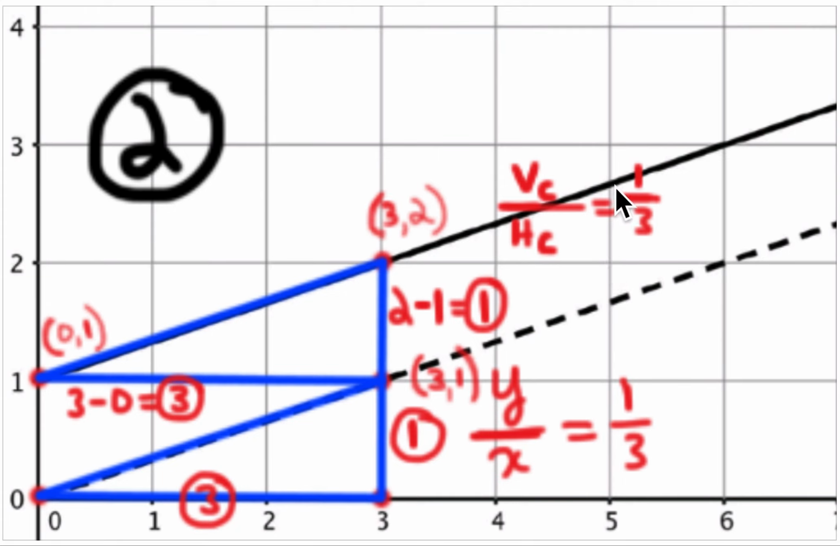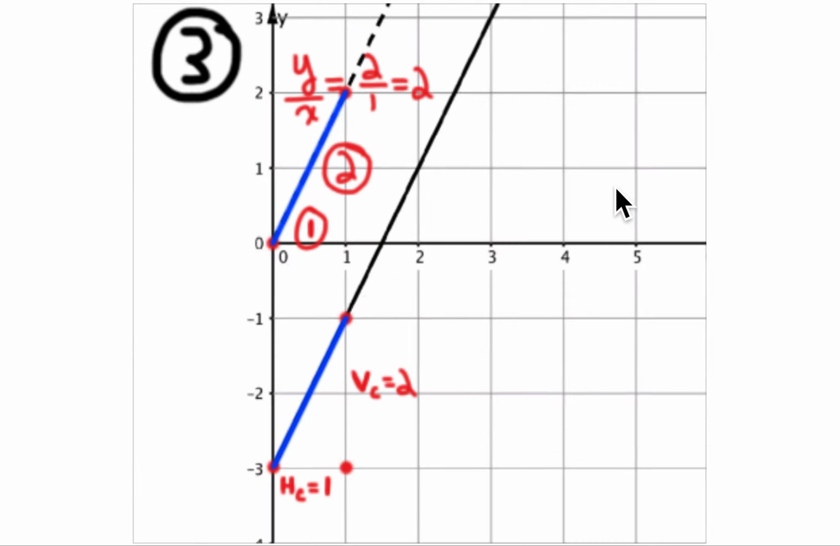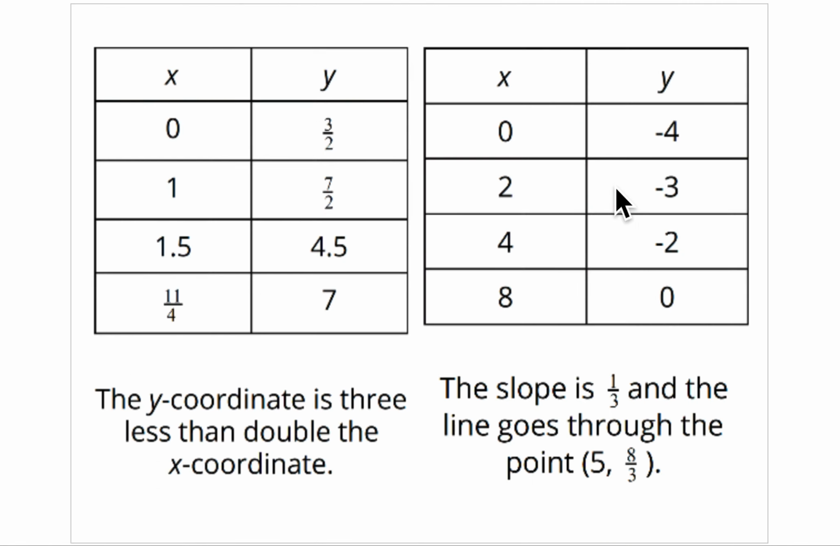So this matches graph 2. This is equation C, graph 2. Sorry about that. Kind of making a mess of this.